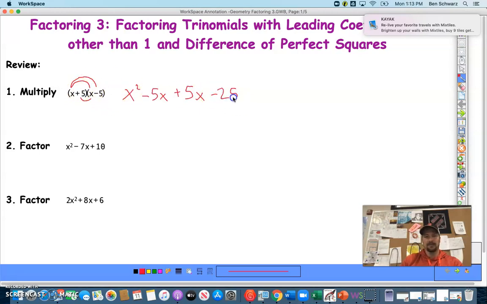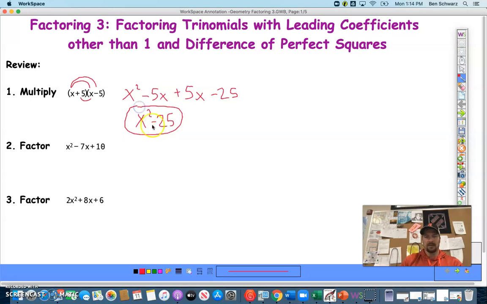Well, what happens on this one is that these two middle terms, you have a negative and a positive of the same thing. So they cancel out, and you're just left with x squared minus 25. And you'll notice that both of these values, the x squared and the 25, are perfect squares. So when we talk about factoring difference of perfect squares today, we're going to be factoring things like this here, okay, where the middle term kind of disappears. It's just kind of getting you ready for that.